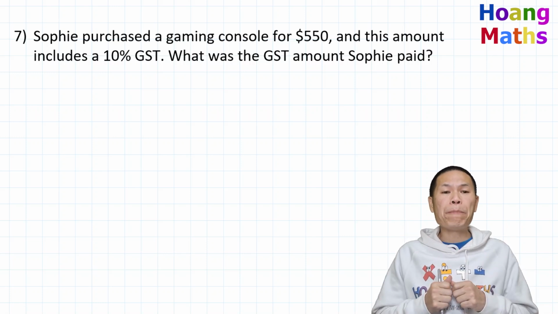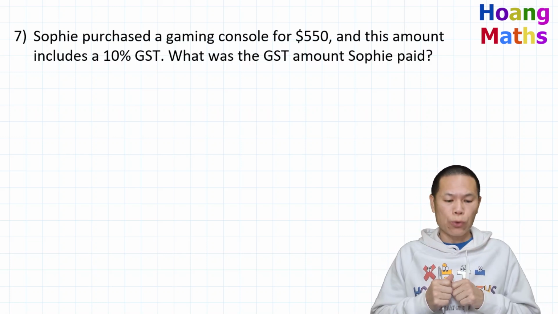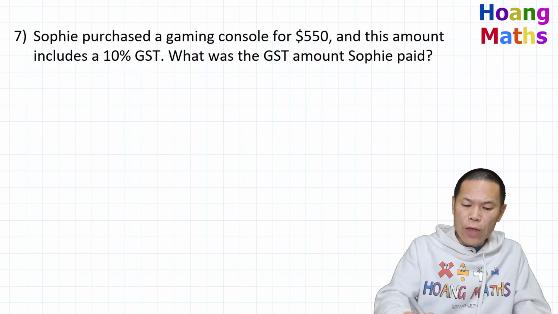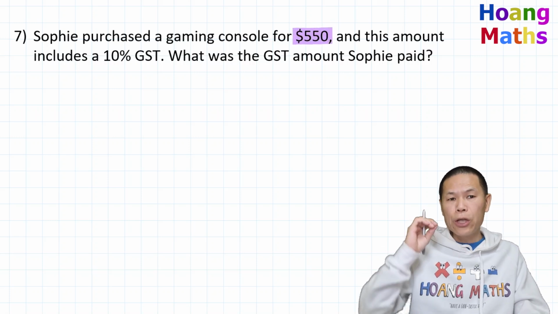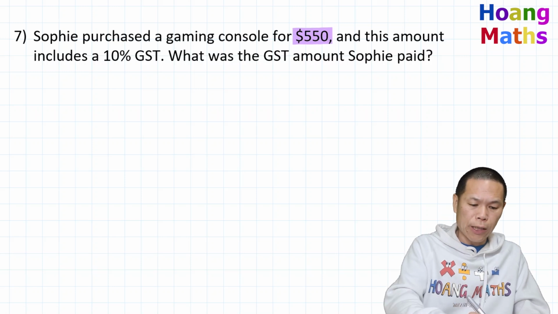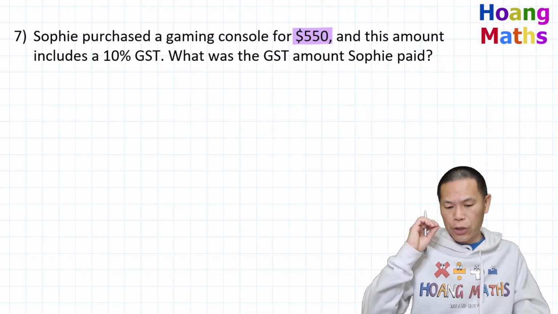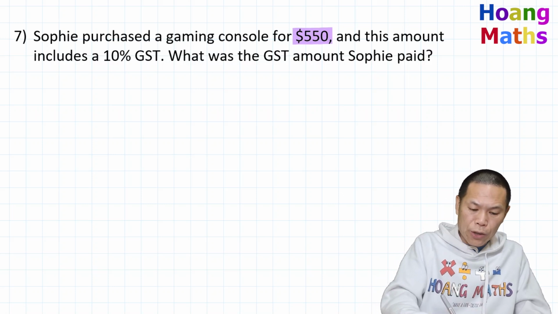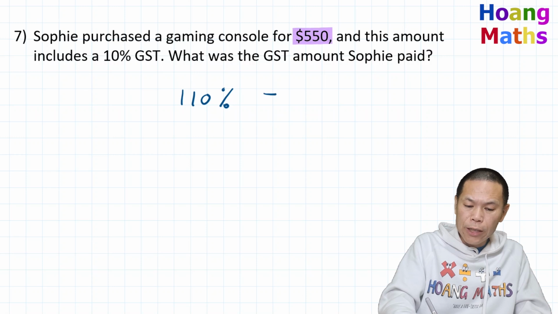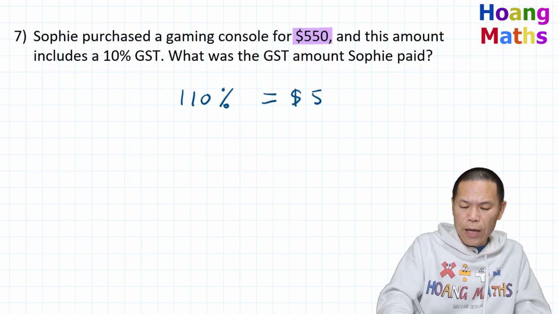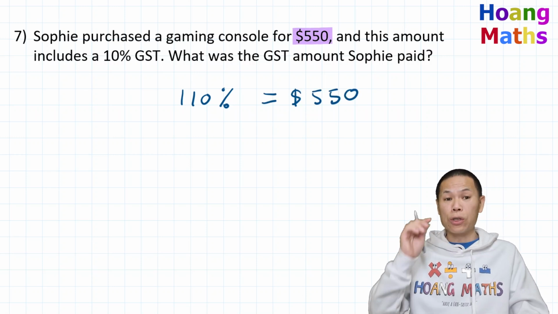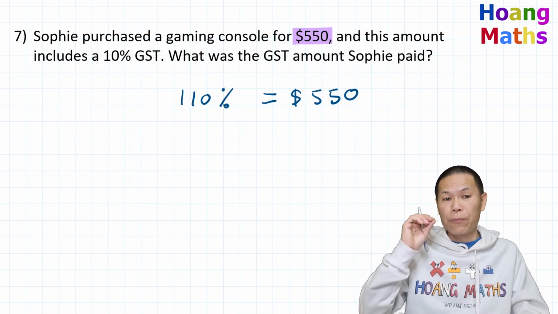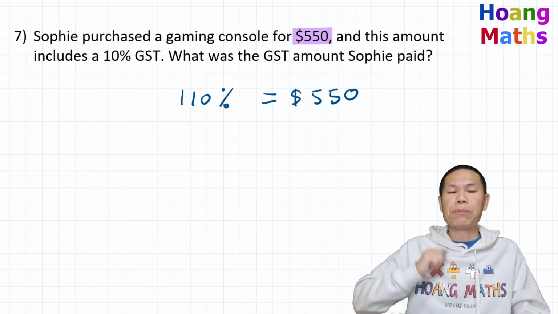Hi there, I'm back. So let me just go through it with you. First of all, we know that $550 is including 10% of GST, so we need to work out the GST. So let me just write this down. 110% is equal to $550, because $550 is the amount including 10% GST.